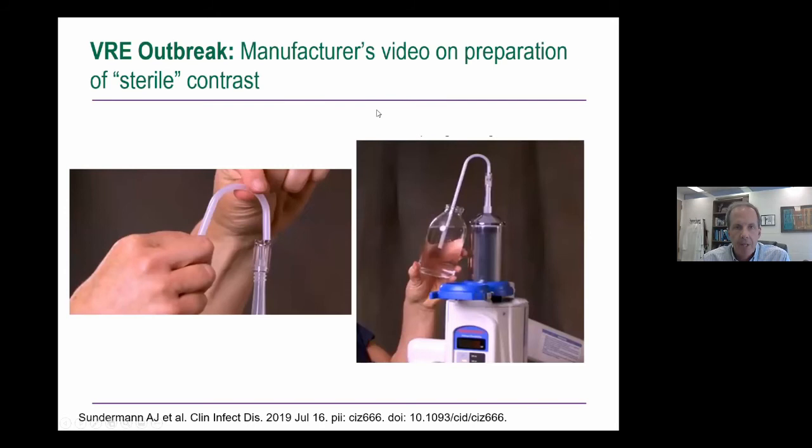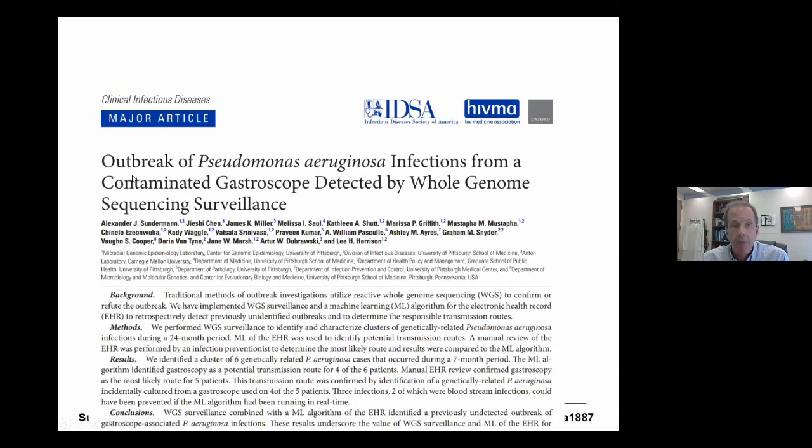So here's what happened. This is the manufacturer's training video for preparation of sterile contrast for injection during IR procedures. And you can see there is no use of gloves, there was no hand washing, and they're contaminating this sterile tube that is then put into sterile contrast. They're basically contaminating the sterile tube with bacteria, so that's what caused the outbreak. We also detected another outbreak using EdsHAT that was also not detected by standard means. There was an outbreak of Pseudomonas infections from a contaminated gastroscope.